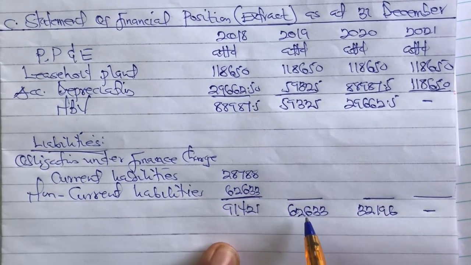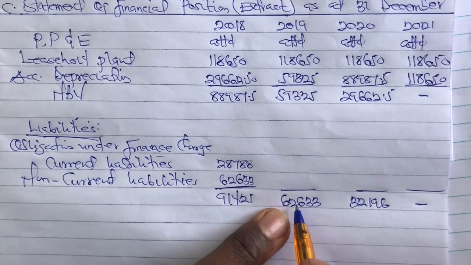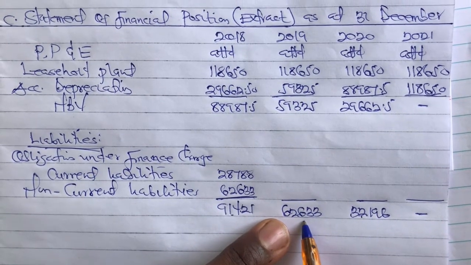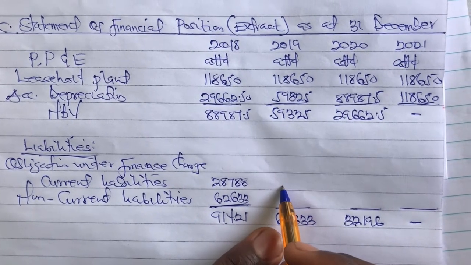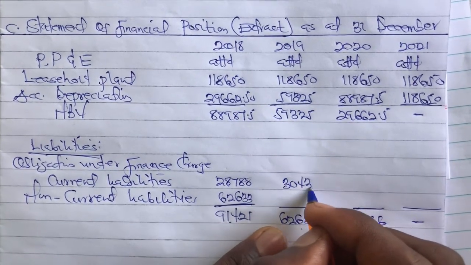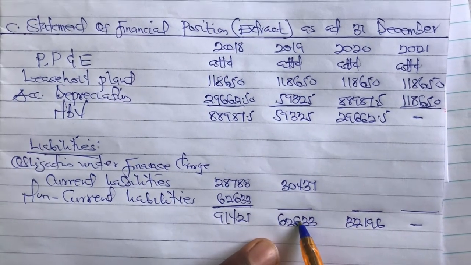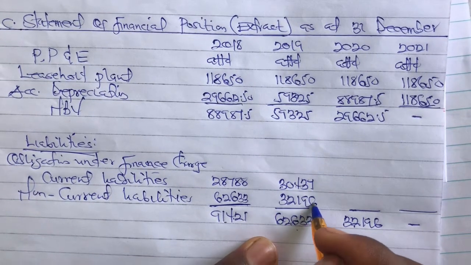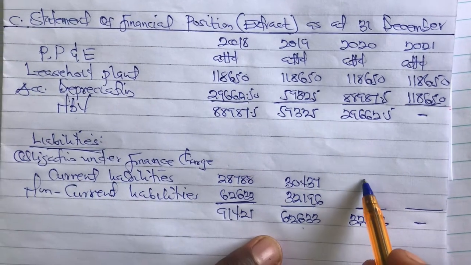So to determine the current liability for 2019, we subtract the closing liability for 2020 from the closing liability for 2019, okay, to determine the current liability for 2019, and that is going to give us 30,437. Okay, so if this is the current liability, then the non-current liability, we take this from this to determine the non-current liability. That is 32,196.